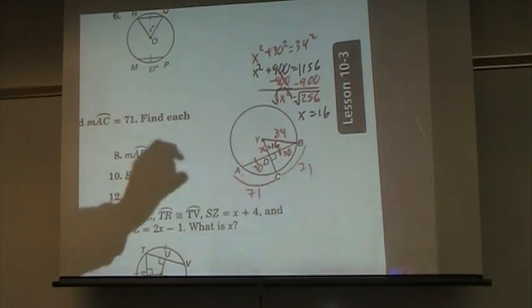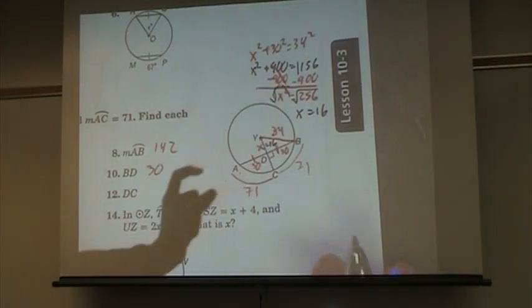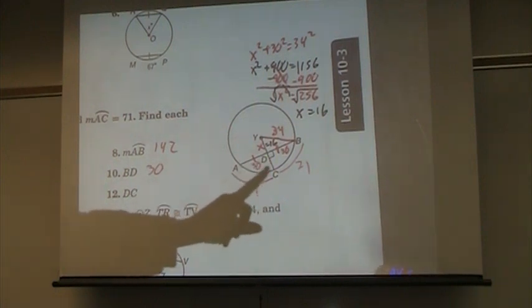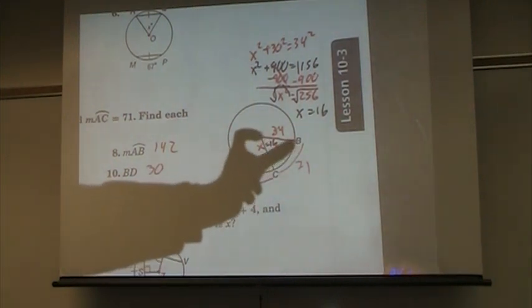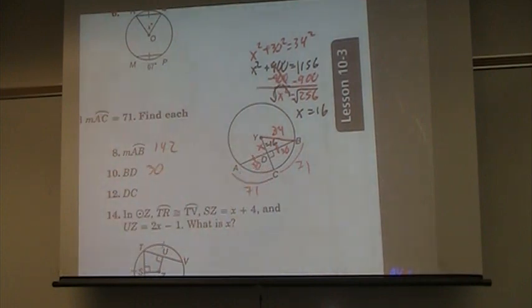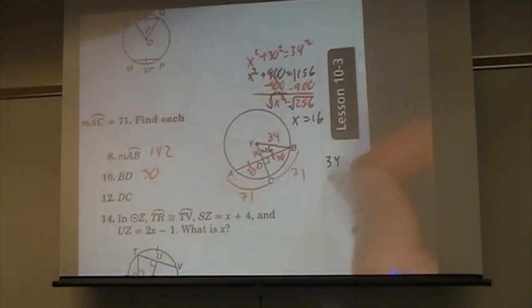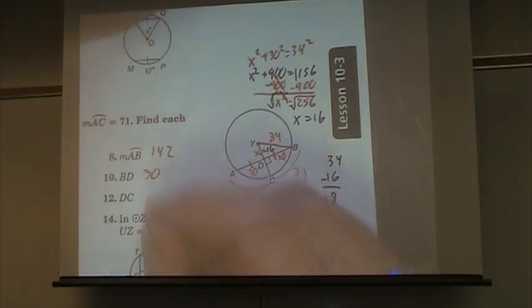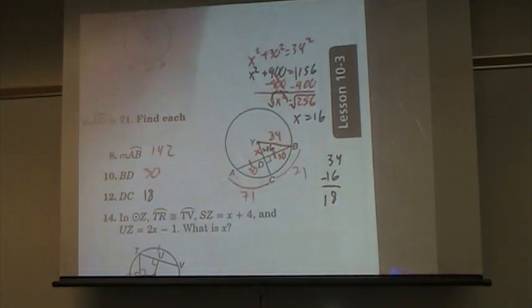If that equals 16 and we're looking for DC, which is the leftover here, is that also 16? No, because the radius is 34. So this radius is also 34. If we use up 16, we can find the leftover real easy. 34 minus 16 gives you 18. So 18 equals DC.